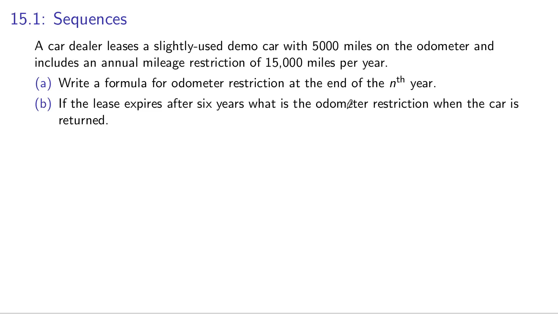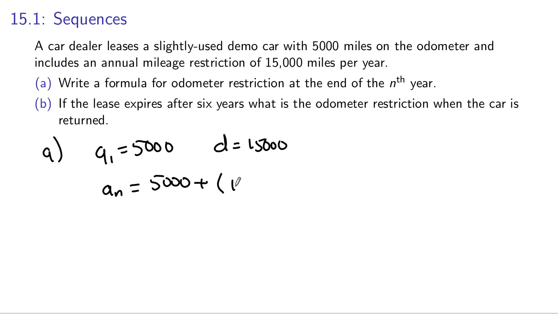A car dealer leases a slightly used demo car, meaning a demonstration car, not a demolished one, with 5,000 miles on the odometer, and includes an annual mileage restriction of 15,000 miles per year. Write a formula for the odometer restriction at the end of the nth year. This is another arithmetic sequence. Our starting value would be 5,000 miles, which is how many miles are already on the car. Each subsequent year we can put 15,000 miles on the car. So our restriction after the nth year would be 5,000, the original, plus 1 minus n times the difference, 15,000.